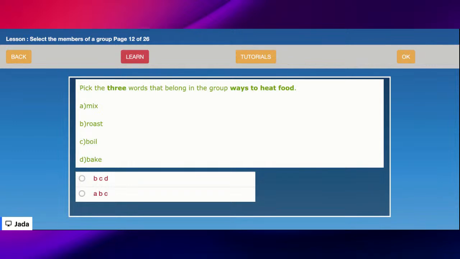Three words that belong in the group ways to heat food. How can we heat up food? What are the different ways that we can heat up our food? So, how can we heat up the food? Which one?